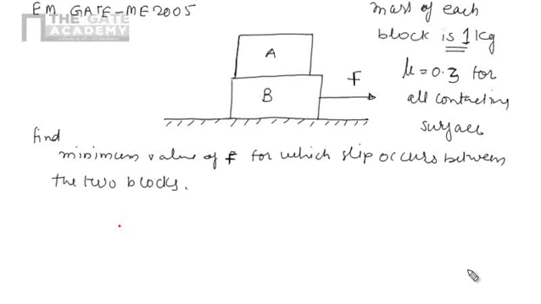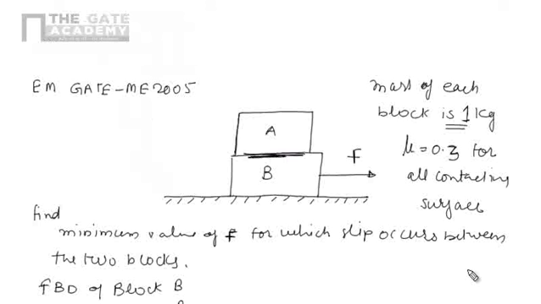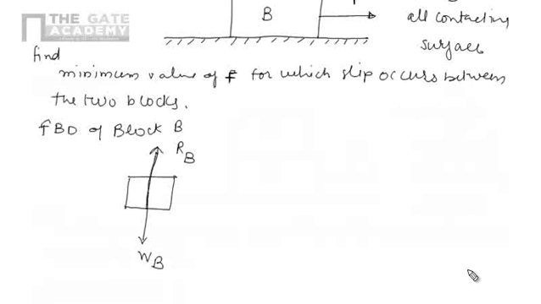But for solving the problems of equilibrium, first of all we have to draw the free body diagram. So first of all, draw the free body diagram of block B. For block B, there is the weight of block B, that is WB. Here the reaction from the table will be, suppose, RB, and A and B are in contact, so there will be a reaction from A towards B, that will be RA.